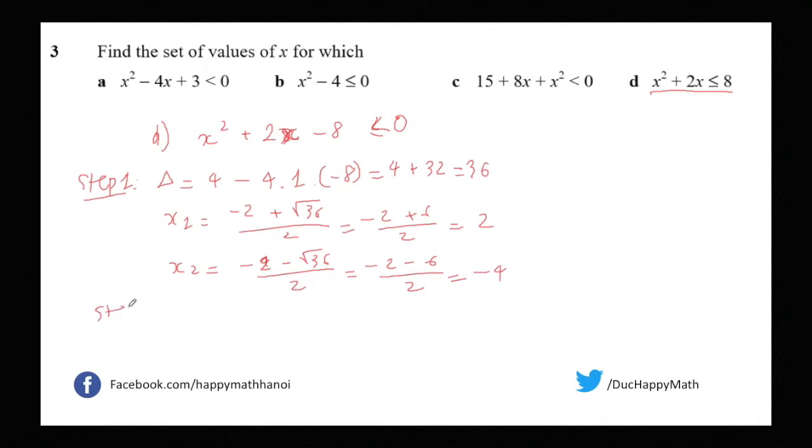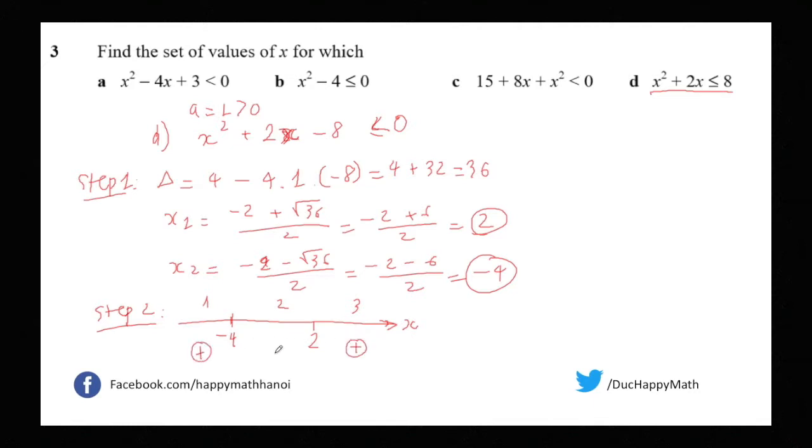And step 2, draw the x-axis and arrange these two values. Minus 4 will be on the left and 2 on the right. So part 1, part 2 and part 3. The value of a here is 1, positive. So part 1 and part 3 have the same sign as a. So the middle interval will be negative.